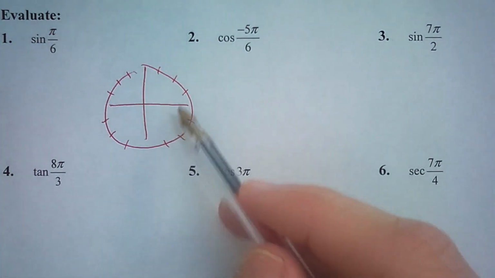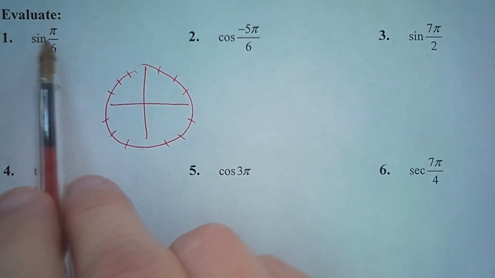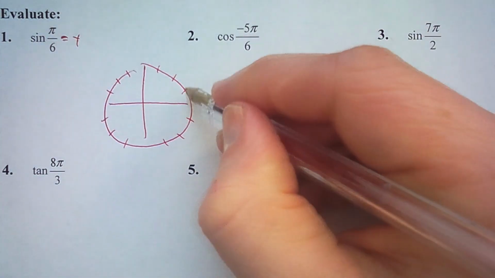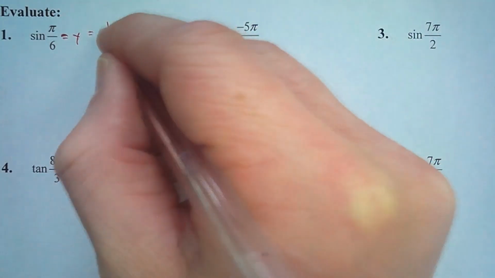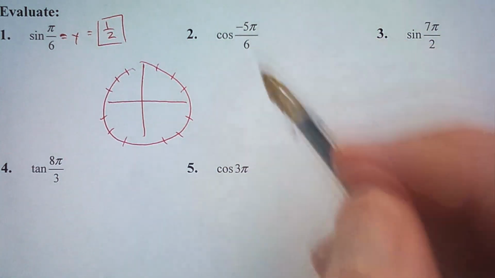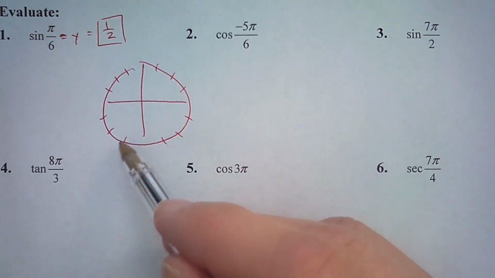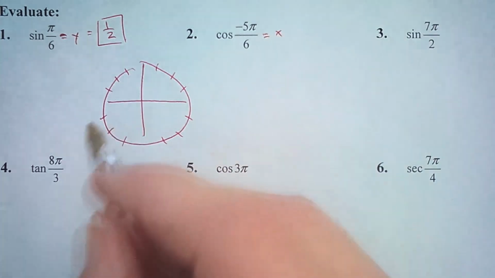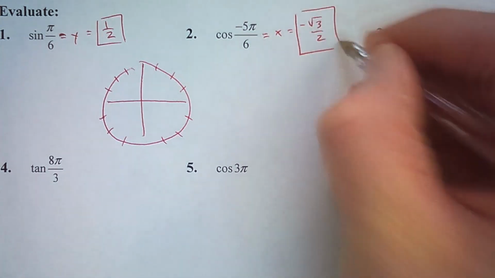And I would like you to be able to just picture this in your head and locate pi over 6 just inside your head. So sine is a y value, and at pi over 6, it is up one position, so the y value is 1 over 2. Okay, negative 5 pi over 6. So we go clockwise, and we've got 1 6, 2 6, 3 6, 4 6, 5 6. And the cosine is the x value there. That is the third position left, which is negative root 3 over 2.